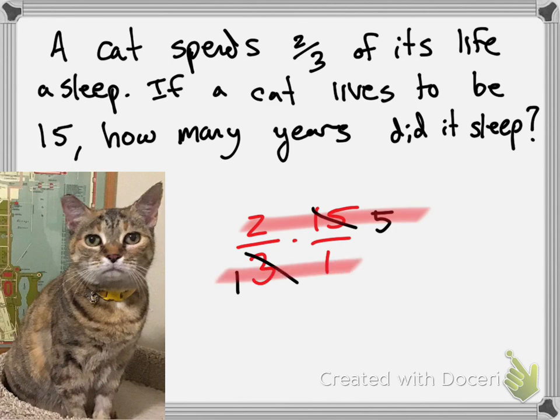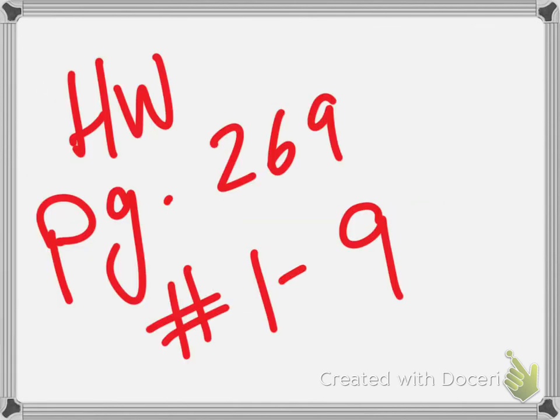And then I just across multiply. What is 2 times 5, Ben? 2 times 5 is 10. What is 1 times 1? 1 times 1 is 1. 10. The cat spends 10 years of its life asleep.